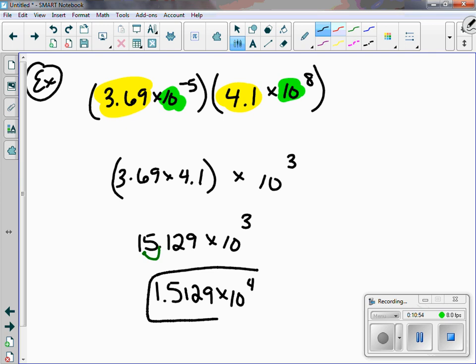So just something to note. That scientific notation can use the properties of exponents. However, it is not the end-all be-all because your coefficients could change that final number. So that's something to make sure that that's in proper scientific notation.